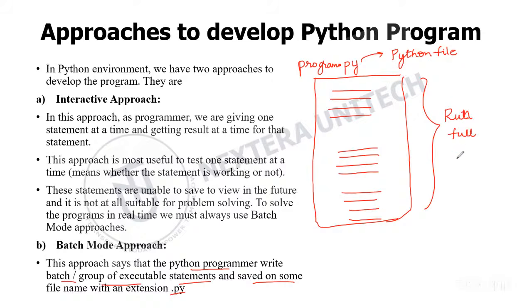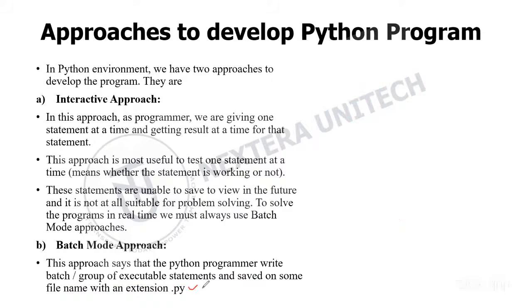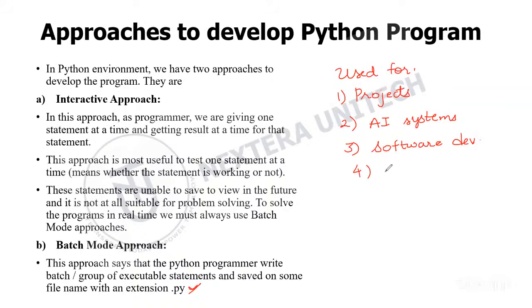So I'll run the full program. In the batch mode approach, the programmer writes batches or groups of executable code in one file, saves the whole code into a file with the extension .py, and runs the full code. That's how it works. You can also refer to these files in the future. You can save them and use them again. This batch mode approach is used for projects, AI systems, software development, and real world applications also. So these are the use cases of the batch mode approach.